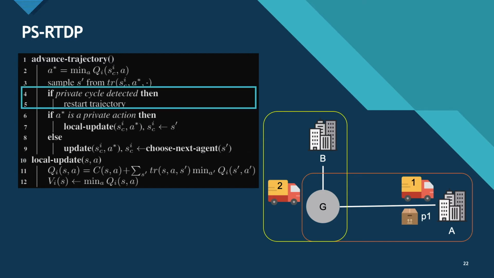The private cycle detection mechanism, we can see here, aims to solve this issue by restarting the trajectory from the initial state. This is a delicate matter. If the cycle detection is too sensitive, it might trigger too many restarts caused by innocent exploration of the state space. If the cycle detection is not sensitive enough, we might waste precious time in a private loop. Choosing the sensitivity of the cycle detection mechanism is domain dependent and was set accordingly.